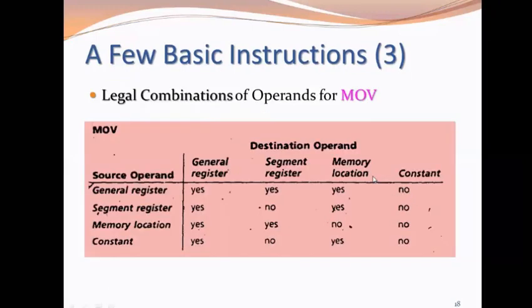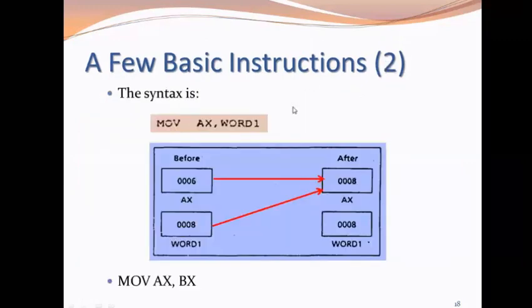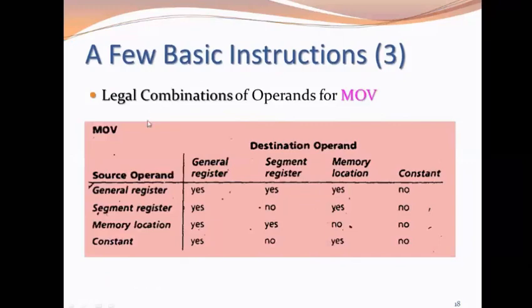You see, this is the legal combination of operands. Now let's have a look. That legal combination of the operands we are considering is for the move operation. Make sure, let me repeat, I'm saying this is the legal combination for the move operation. So you can see the two parameters here. One is the destination, another one is the source.